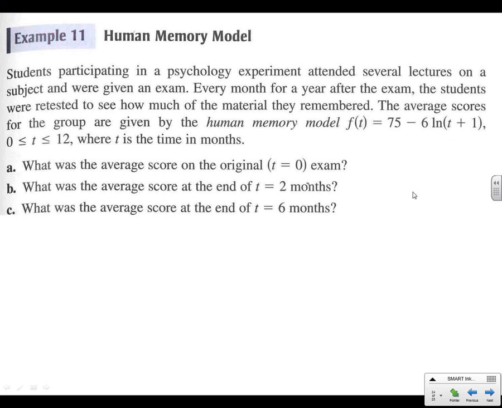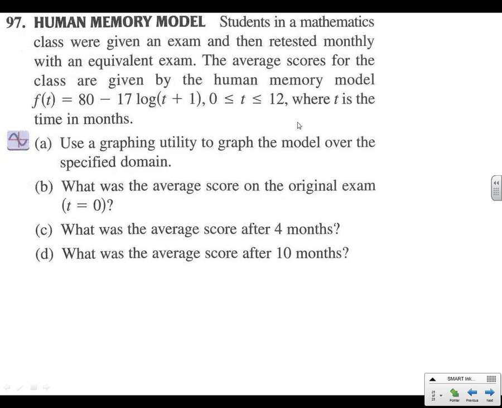I think you guys can do that. So you need to do the exact same thing on 97. Just plug some numbers into t, see how that works, and see if you can figure out the domain. If you can get that, you've got them all. If you got questions, we will talk about it in class tomorrow. Good luck.